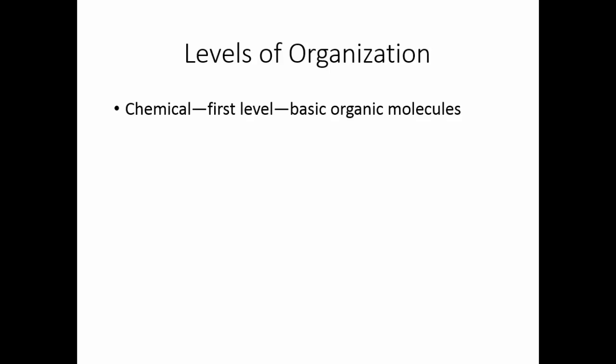Life is extremely organized, and there are several levels of organization in living things. We start at the first level, which is the chemical level. We're going to find out that there are certain basic organic molecules that are common to all living things. These organic molecules organize themselves into cells. Cells are the simplest form of life.